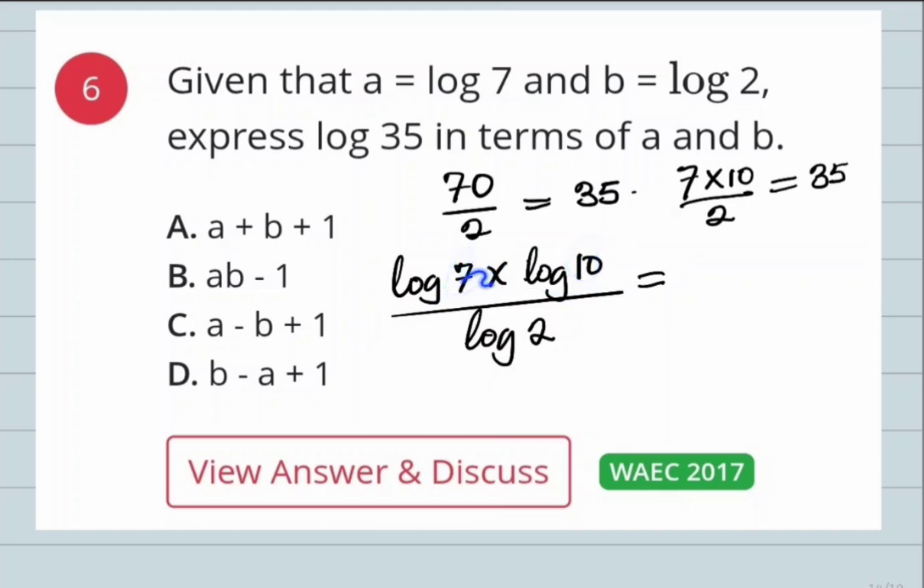So what do we have here? Log 7 is already given as A. So here we have A plus log 10, and log 10 base 10, of course, will be 1, minus B. Here we go. It has been rearranged as A minus B plus 1. We need to be careful about that.